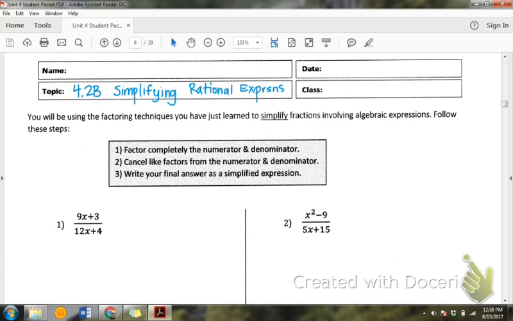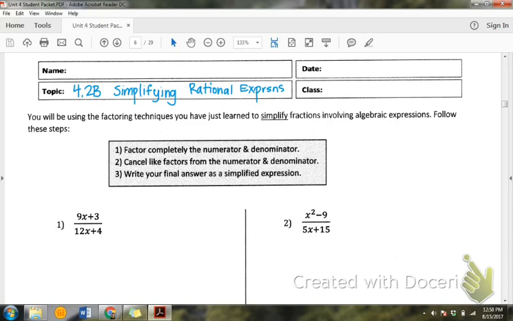If you follow these 3 steps, I'm a step person. I like you to tell me what do I need to do first, what's next, and then how do I finish it. So these 3 steps are going to help you to make sure you always get the right answer. If you start to cancel before you have factored, you're not going to get the right answer. So the first thing we always do is factor completely both the numerator and the denominator.